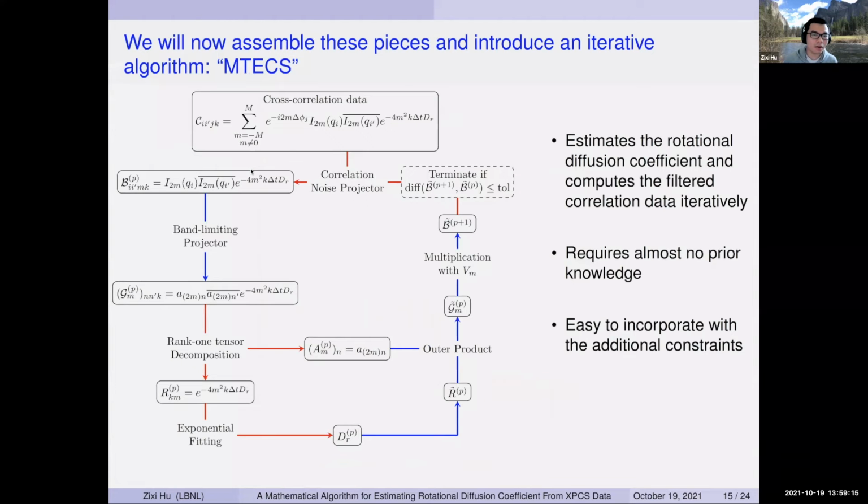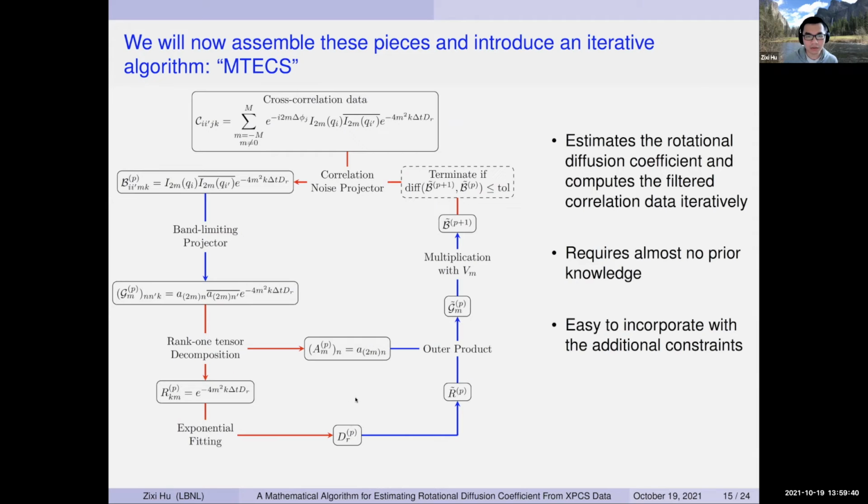Now we will assemble all the subparts to develop the iterative algorithm MTECS, starting from the initial guess B, usually all 0. And then we can apply the correlation noise projector to obtain an updated B. This is the step where we input the cross correlation data C. Then through the band limiting projector, rank 1 tensor decomposition, and exponential fitting, we can get a current estimation of DR. But this is not the end of our algorithm.